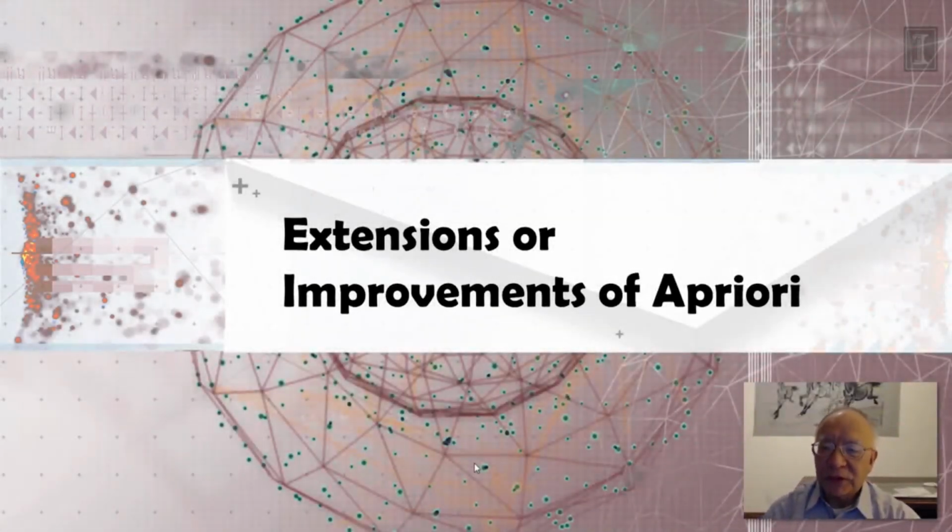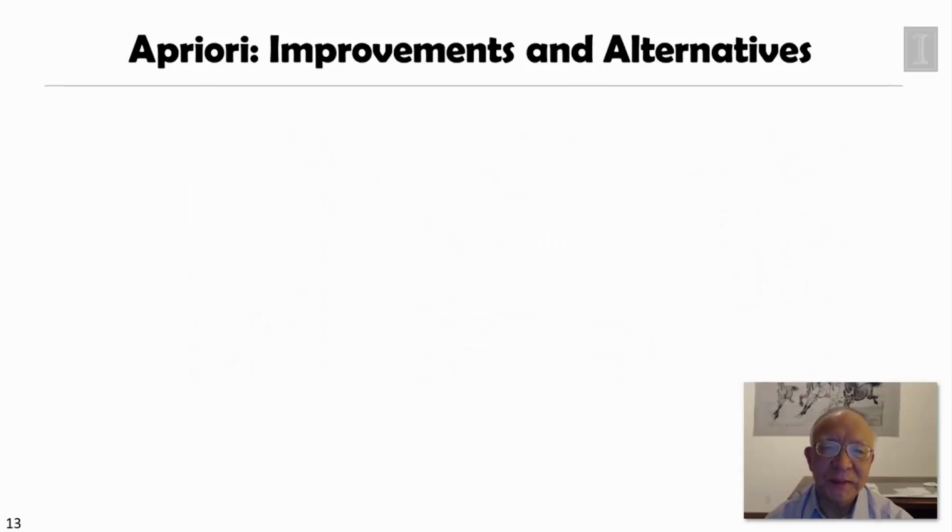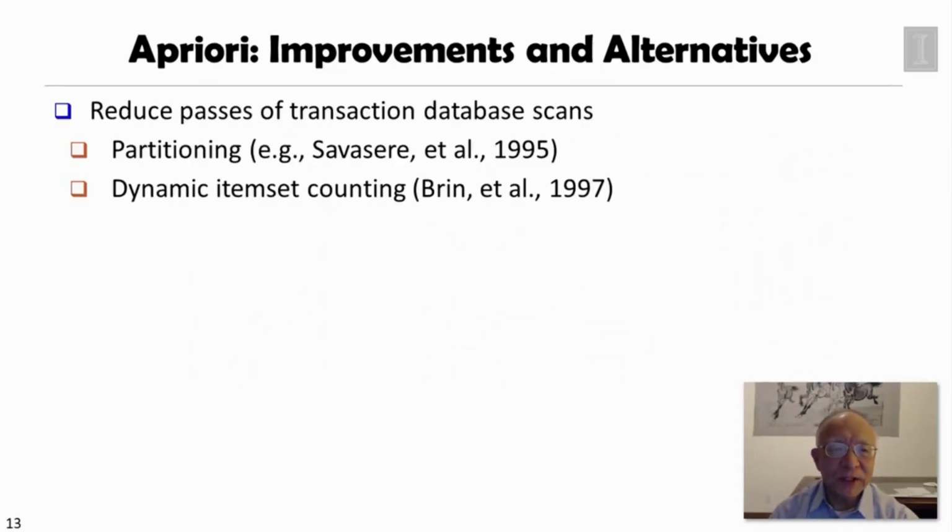Since the proposal of the famous Apriori algorithm, there have been many interesting extensions or improvements towards this method. Let's examine some of them. The first line of work is how to reduce the number of passes of transaction database scans. The database scan involves disk accessing, which could be quite expensive. If you want to find size 10 frequent item sets, likely you have to scan this database 10 times. That's quite expensive.